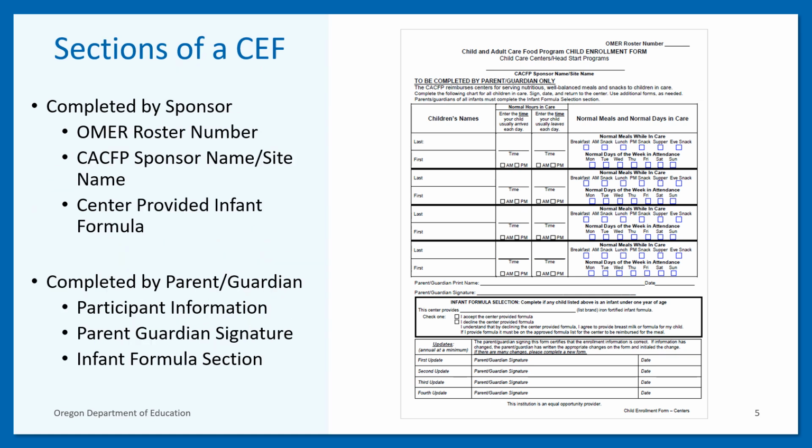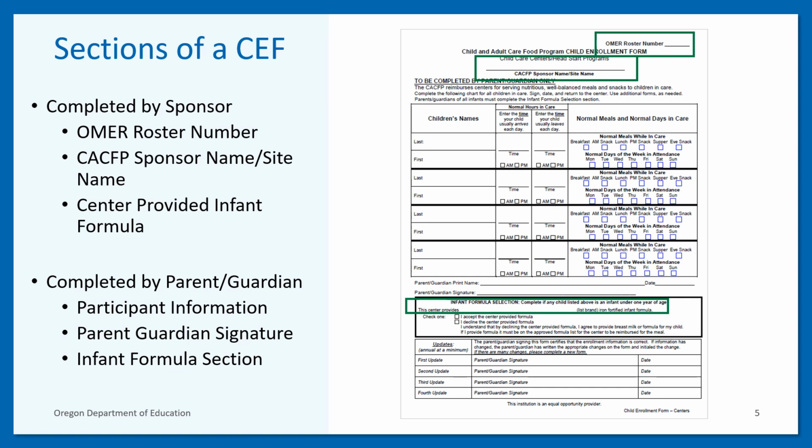As mentioned in the previous slide, some sections are required to be completed by the sponsor and others are required to be completed by the parent or guardian of the participant. These green sections are required to be completed by the sponsor. The OMER roster number, this is the number that corresponds to the line in which the participant is listed on the 1-month enrollment roster, or OMER.